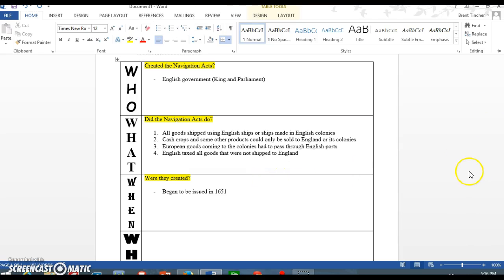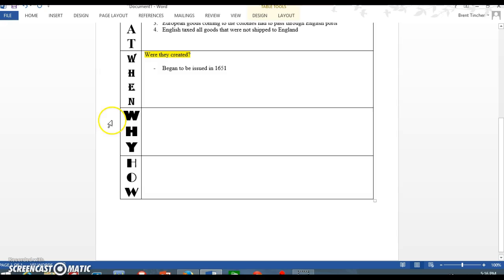Now, with this investigation summary tutorial, I've got 2 questions left, or 2 boxes left to fill. So what I'm going to do to help you out is put down the questions that I would ask, and then you're going to be responsible for finding the information for it. So my question for why goes along with the reasoning leading up to the passage of these Navigation Acts. So what I'm going to ask is, why were they created? And what I'm looking for with that question is, what did England want, or what events led up to them being passed?